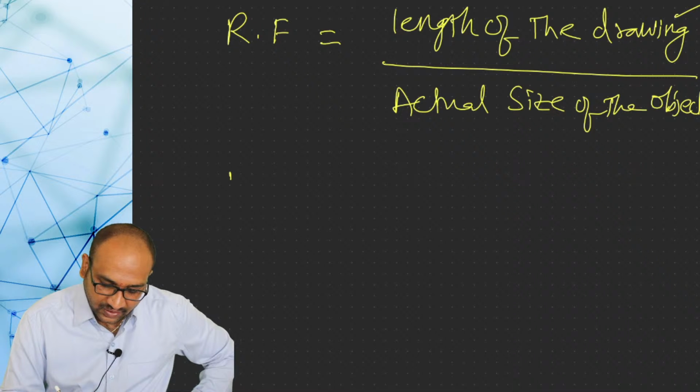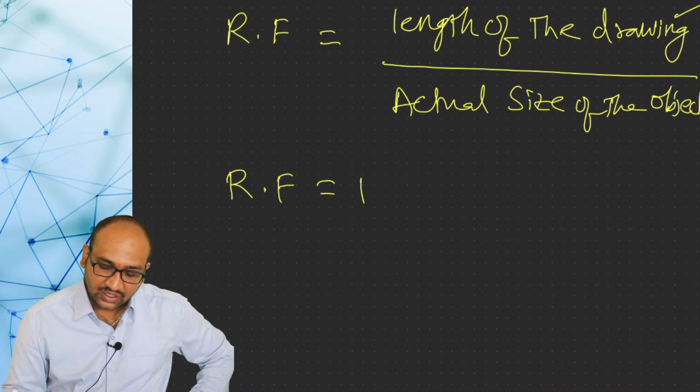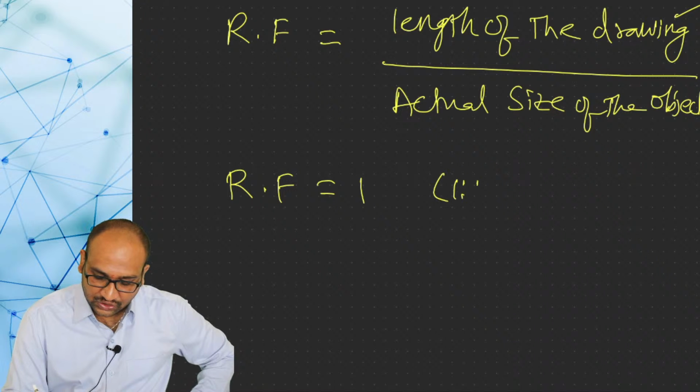And if the RF value is equal to 1, the ratio of the length of the drawing and the actual size of the object is equal to 1, it is known as 1:1 scale.